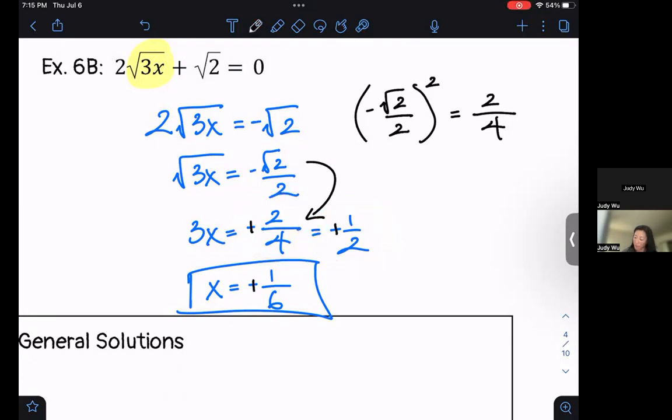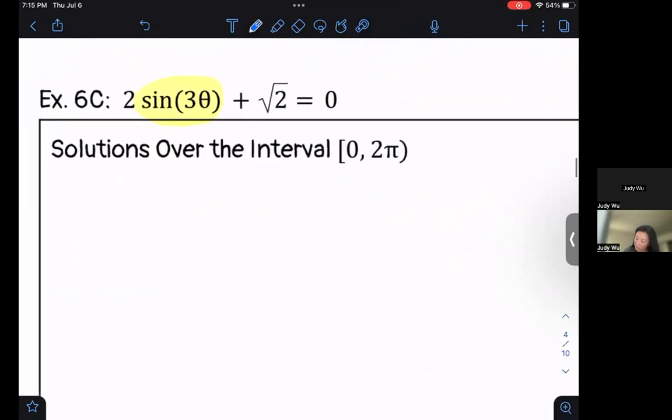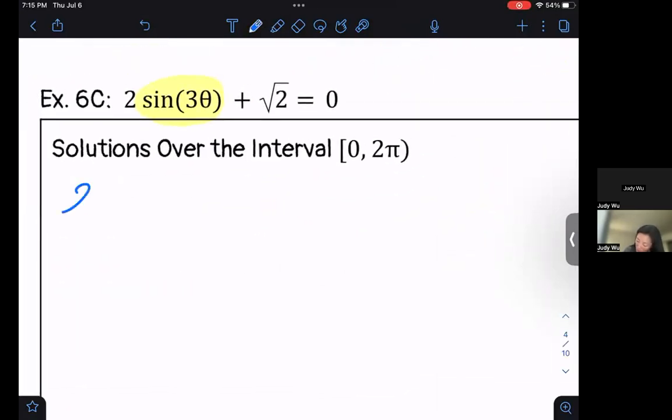So we're going to follow something pretty similar to do 6c. But this time, instead of having to worry about getting root 3x, we're going to have to solve for the theta in this sine 3 theta here. First step, we're going to subtract root 2. Next step, we'll divide by 2.